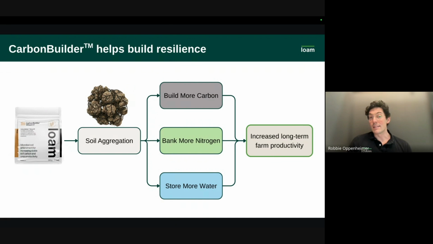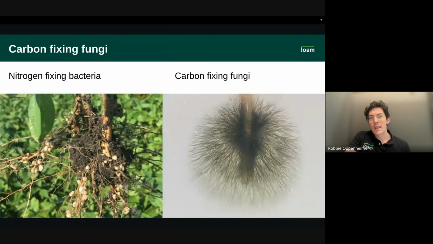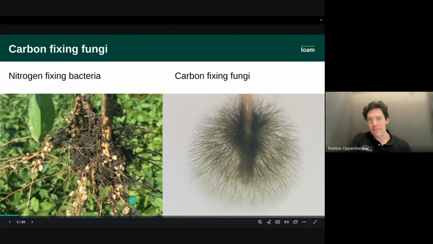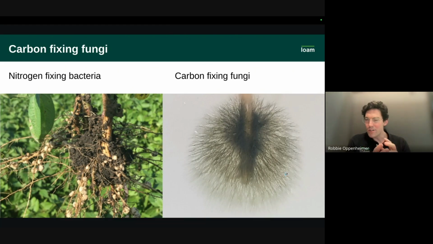And as a whole, we think this is particularly important going into a season like the current one, where we have this spike in fertilizer prices and potentially low and variable rainfall. One way to think about CarbonBuilder is as an analogy with rhizobia. So people familiar with rhizobia, nitrogen-fixing bacteria that's applied either directly to seed or to furrow. CarbonBuilder occupies a similar niche around the root zone, growing out into soil.